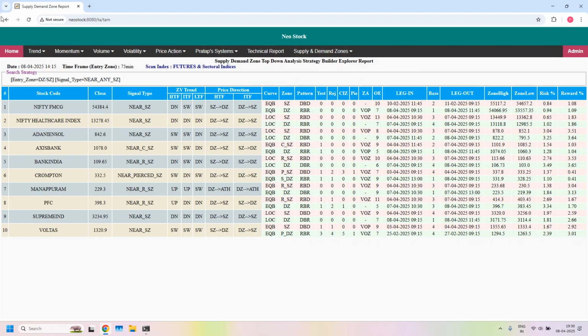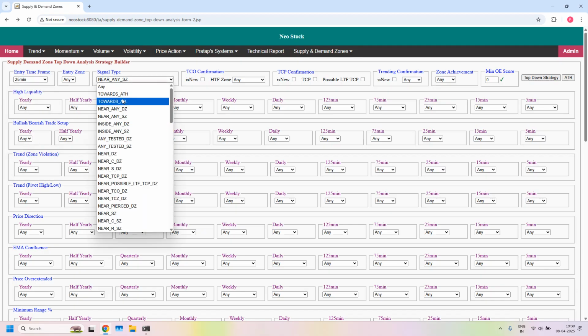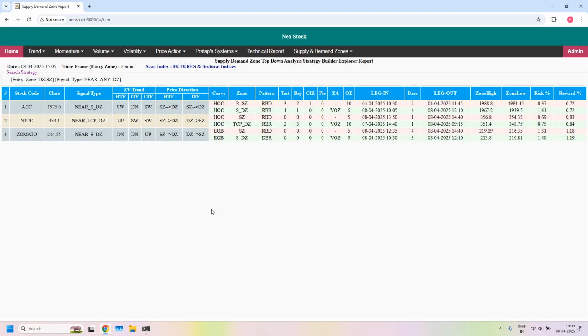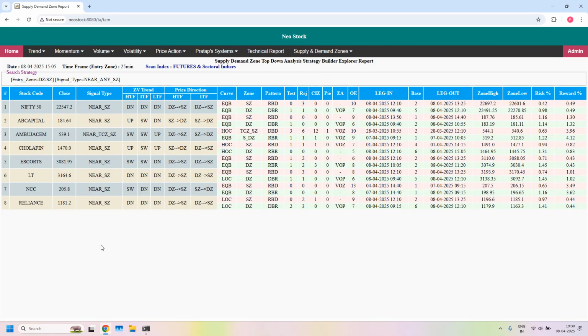Okay, the next time frame is 25 minutes. So stocks near 25 minutes demand zone. We got 3 stocks. Next, stocks near 25 minute supply zone. We got 8 stocks.